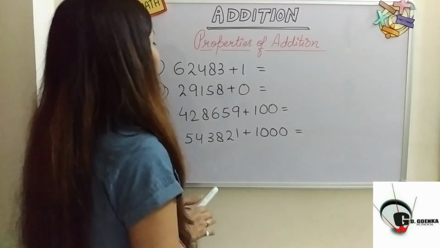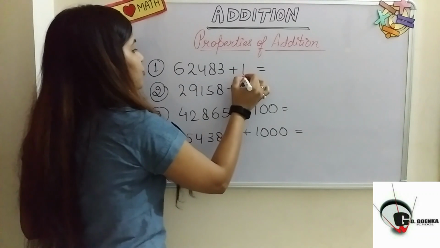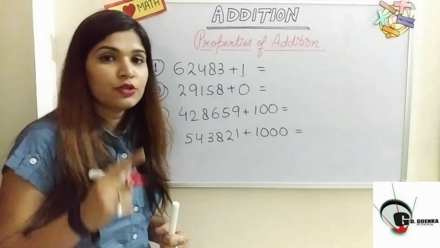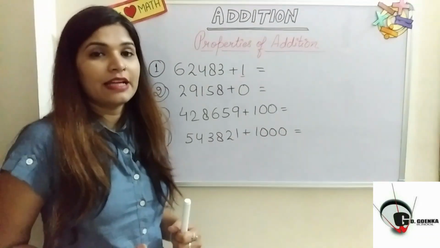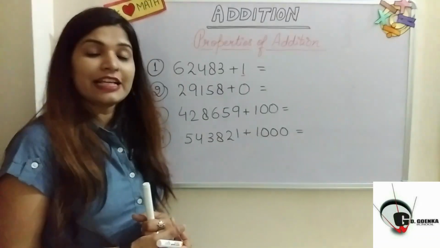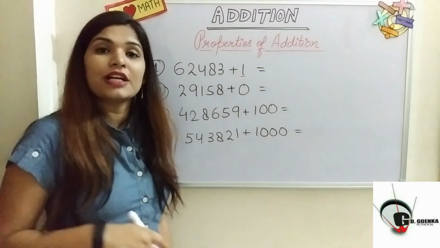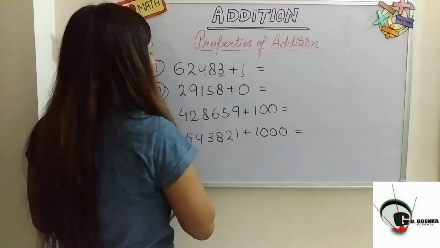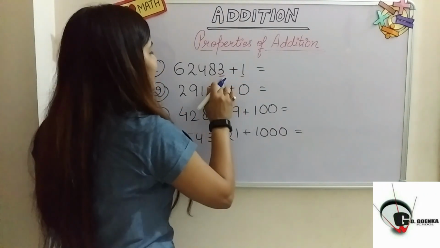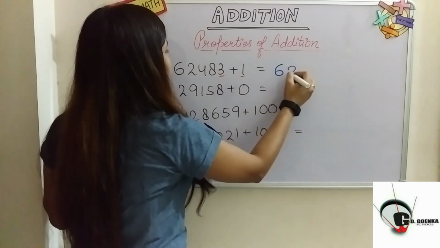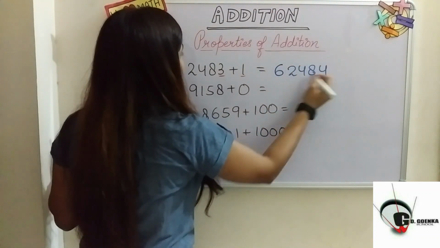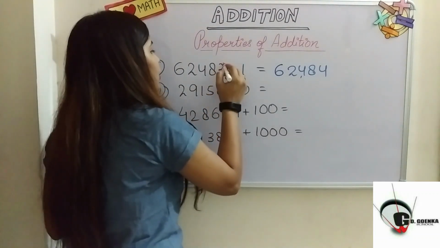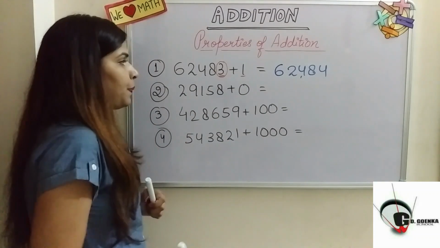Now in the first question, we have to add 1. If we add 1 to any number, we will get the successor of that number, or we can say there will be an increase of 1 at the ones place. So what is the ones place over here? This is the ones place. So we are going to increase this by 1. It will be 62484, that is 62,484. So this digit is going to change by 1.